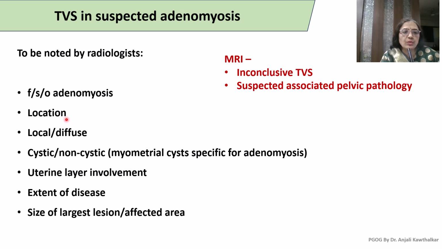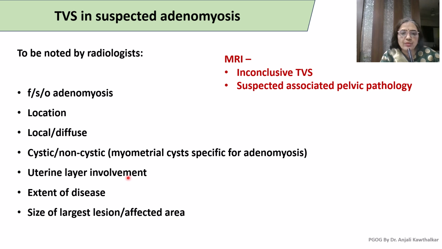The sonologist has to note the location, whether it is present all around, that is diffuse, or whether it is present at a particular place. Which wall of the uterus is getting affected? So, location is to be noted. Whether it is focal or diffuse is to be noted, and whether there is an association of cystic change, because myometrial cyst, as we have already seen on the last slide, is more specific for diagnosis of adenomyosis. Uterine layer involvement, which uterine layer is involved, as in FOAM.